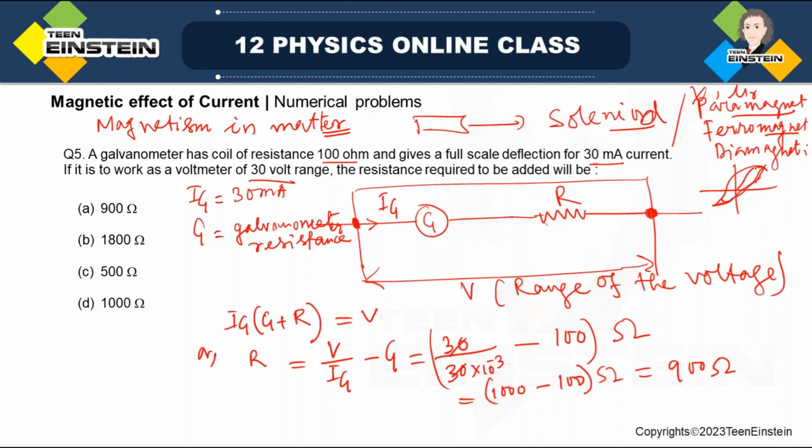And what type of magnetic hysteresis loop will be obtained for soft magnet and hard magnet, and where are the uses of soft magnet and hard magnet, etc., in the next class.